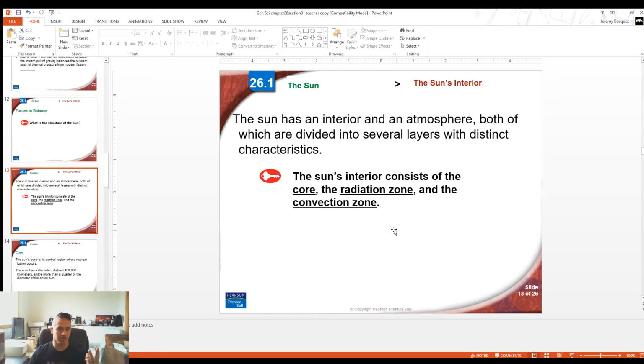So the sun has three inner layers. It's the core, the radiation zone, and the convection zone. We'll go through each of these layers individually, and then we'll talk about the outside layers.